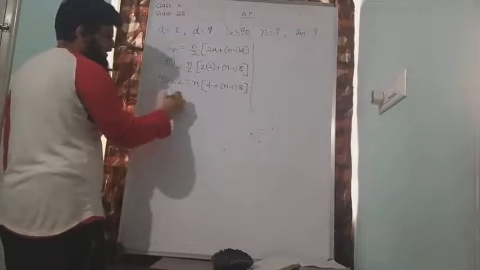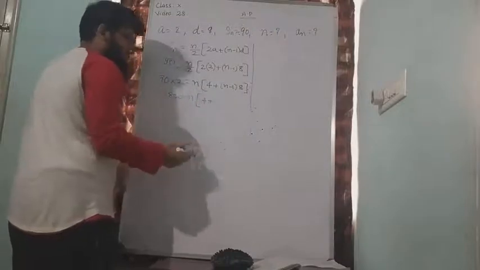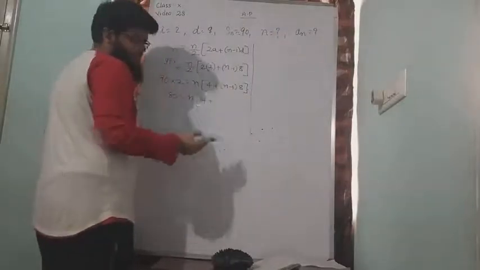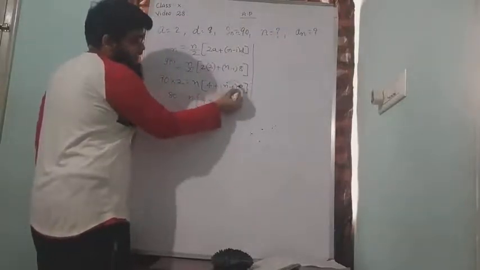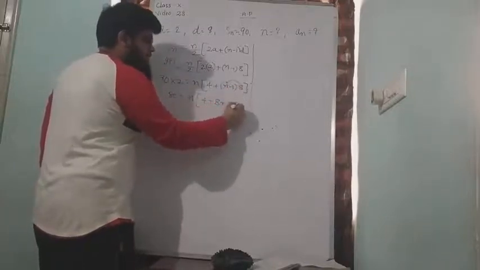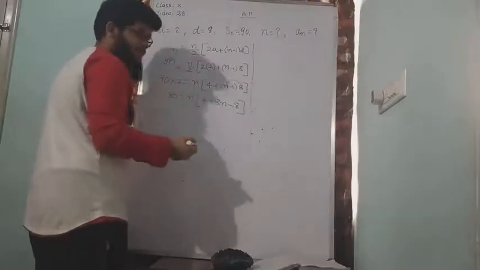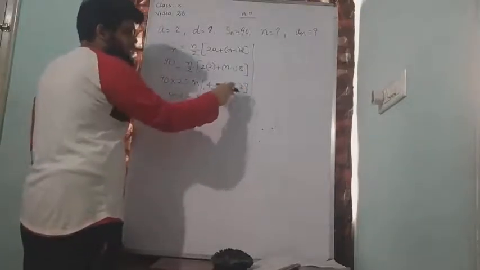9 2s are 180 is equal to n into 4 plus. Now I should multiply this 8 with n minus 1. I will multiply 8 with n first. 8 into n is 8n, minus 8 ones are 8. I have multiplied 8 with n, then I have multiplied 8 with 1. So 8 into 1 is 8, n minus 1 gives 8n minus 8.